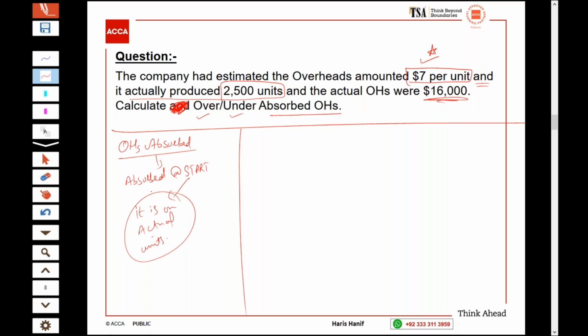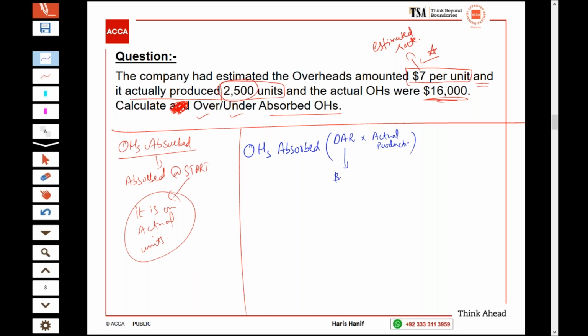For example, at the start of the period, you had estimated this rate. This is the estimated rate, and it is your plan to produce. Sorry, you had actually produced 2,500 units. That means your overheads absorbed are OAR multiplied by actual production. This will always be the actual production.